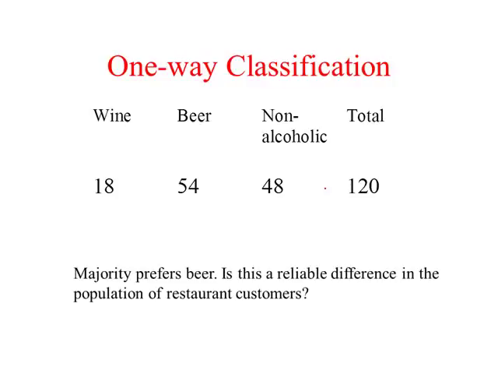So it appears that the majority prefers beer, but we have to ask, is this a reliable difference in the population of restaurant customers? So beer appears to be highest, whereas wine is the lowest, but is this a significant difference that we see among these 3? Is there actually a preference for one of these versus the others?